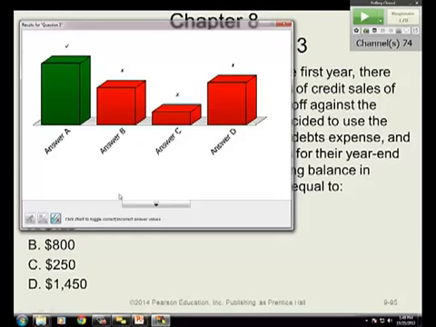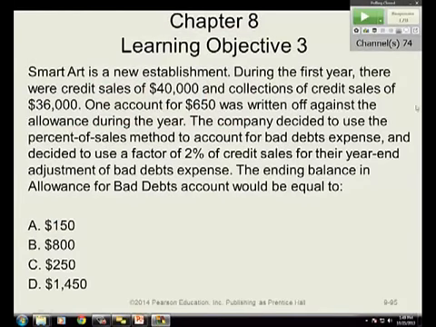Now, I'm going to come back to the module. What does the 36,000 have to do with it? It's the receivable balance, right? Oh, yeah, it just told you that you had credit sales of 40 and collections of 36. So that's your accounts receivable, which is 4,000.